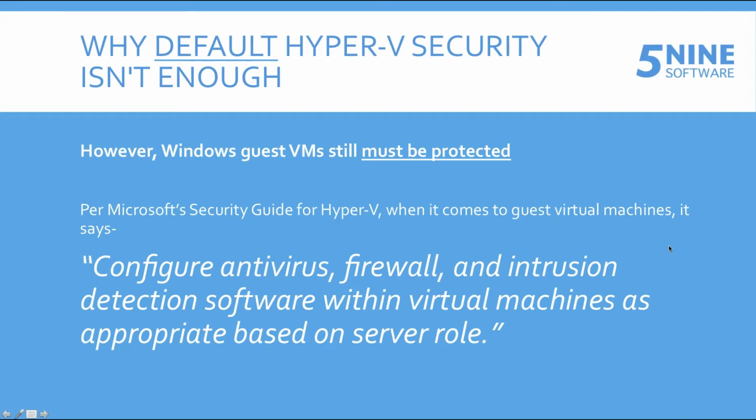And according to Microsoft's best practices, they say you must still configure antivirus, firewall, and intrusion detection within your virtual machines, based, of course, on the appropriate server role. So Microsoft says you must still provide security. However, they don't really provide any solid ways to protect those virtual machines other than the very basic, let's say, Windows firewall. So you need to make sure that your virtual machines and hosts are all protected across multiple layers, providing multiple layers of security.